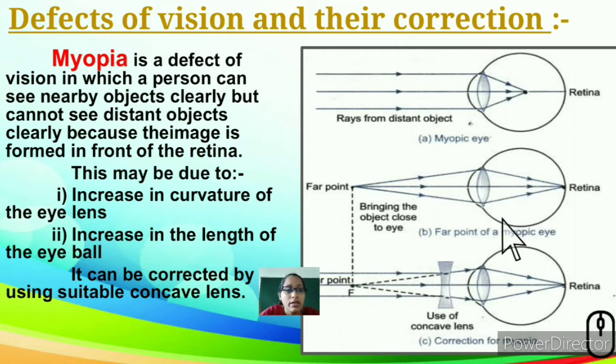And how can it be corrected? You can see that the image formed converges before the retina itself. See here, this is the actual image, where the light rays should reach the retina. But in a myopic person, rays from a distant object pass through the lens and the image is formed here, just before the retina. So the person cannot see far off objects.